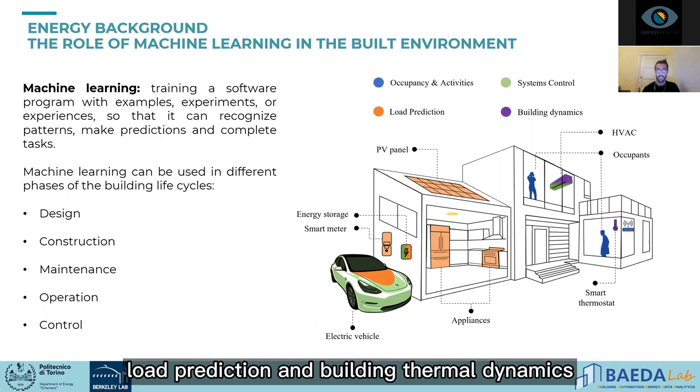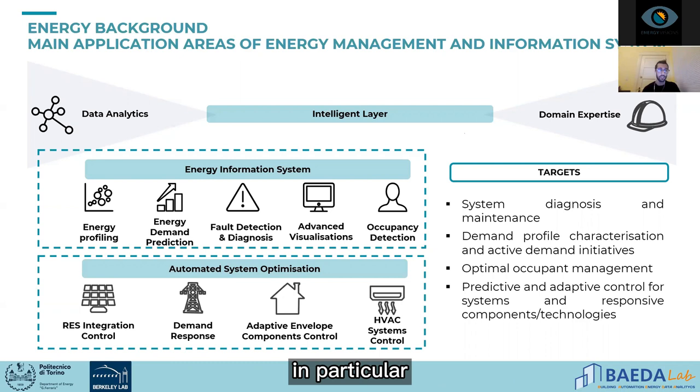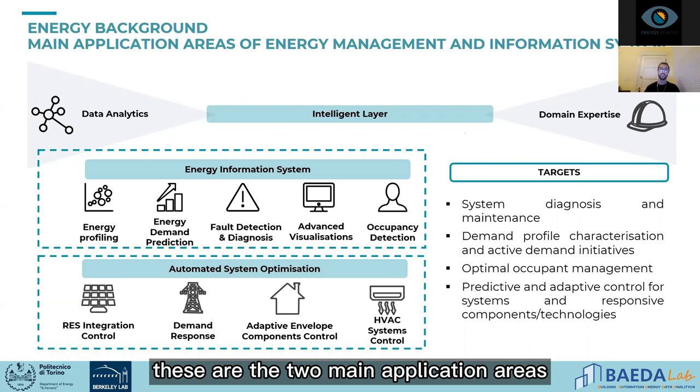In order to exploit machine learning, one must also be aware of the domain expertise related to the building system. In particular, by combining the domain expertise with data analytics through an intelligent layer, we can achieve what we call energy information systems and automated system optimization. These are the two main application areas of machine learning in buildings.